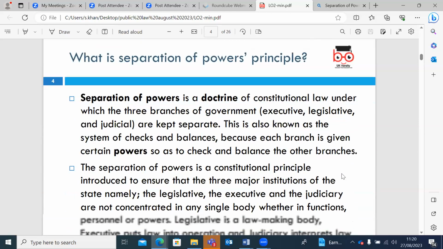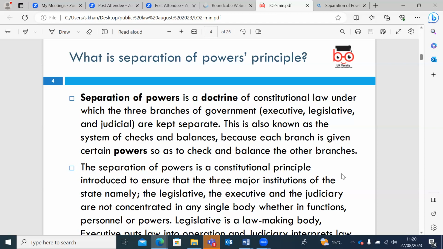What is separation of powers? As we saw in the video, separation of powers is an important concept for the UK Constitution, as it separates the powers between the judiciary, the legislative and the executive, so there's no abuse of power. So separation of powers is a doctrine of constitutional law under which the three branches of government, as I mentioned earlier, executive, legislative and judicial, are kept separate.